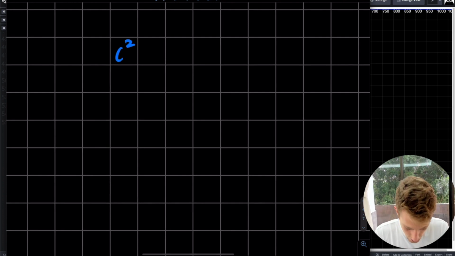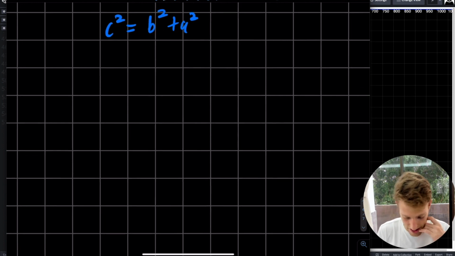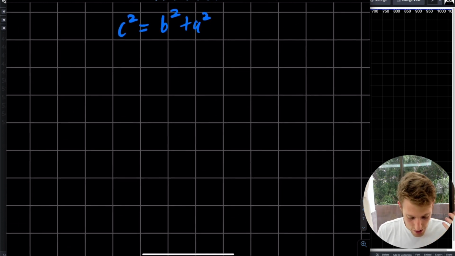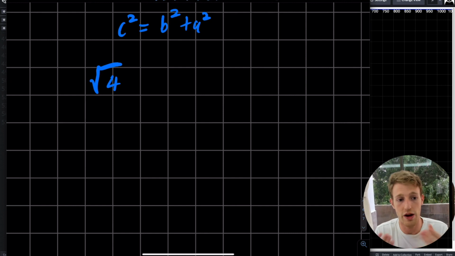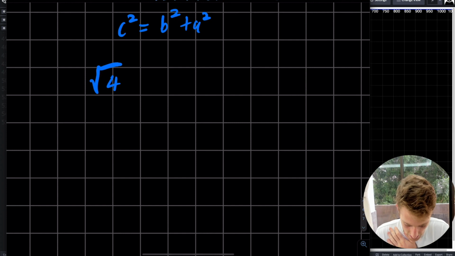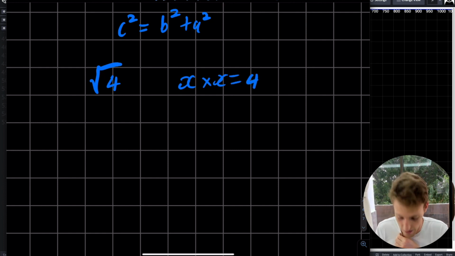So we have c squared is equal to a squared plus b squared, doesn't matter which order. Now, the thing we need to make sure we understand is square roots. When I say the square root of 4, what I'm asking is, what times what? Let's use x. So x times x is equal to 4. For what value of x is this equation true?